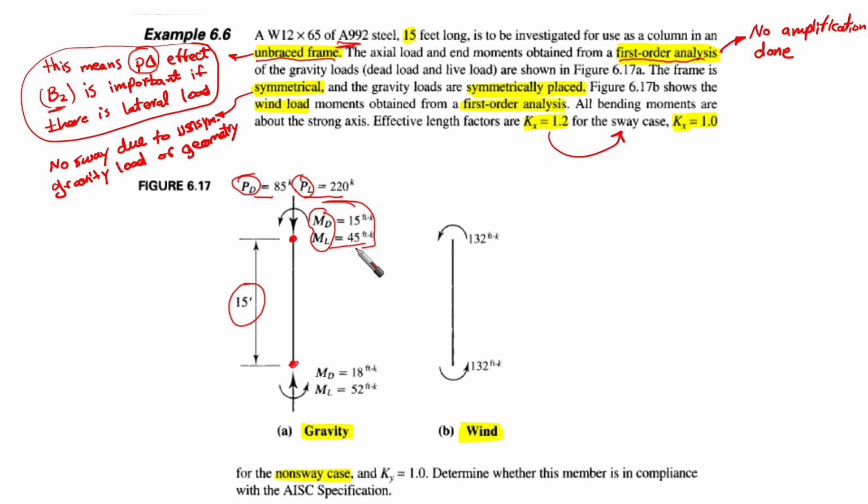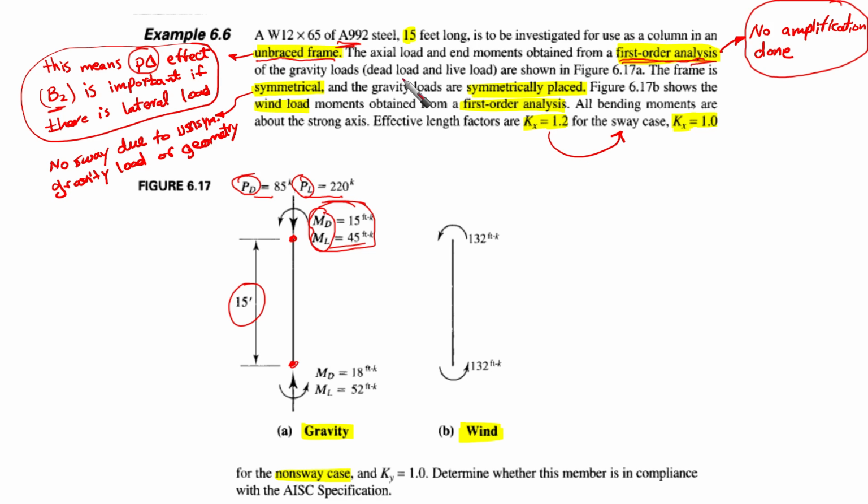If you look at them, you are going to find that they are coming from first order. What is the meaning of first order here? It means that no amplification for moment has been done. This means that it's not from the second order. The second order effect is going to be taken into consideration by us. We are going to use the amplification of moment.